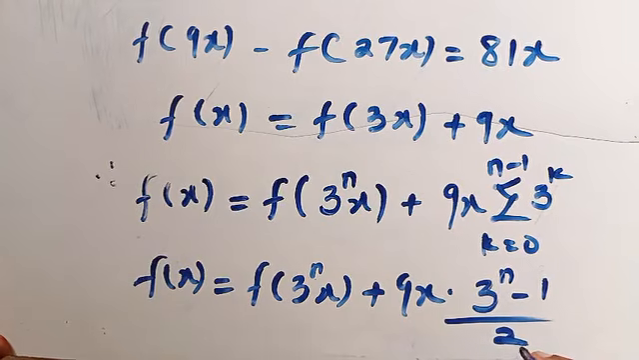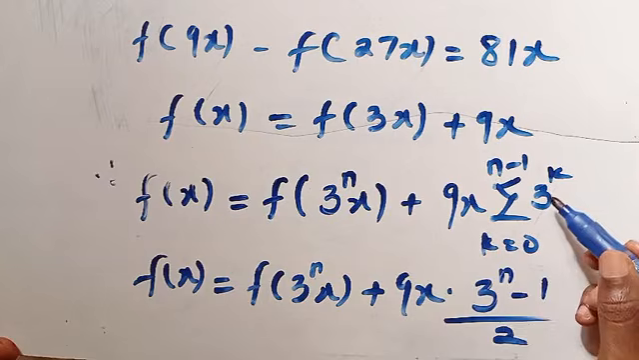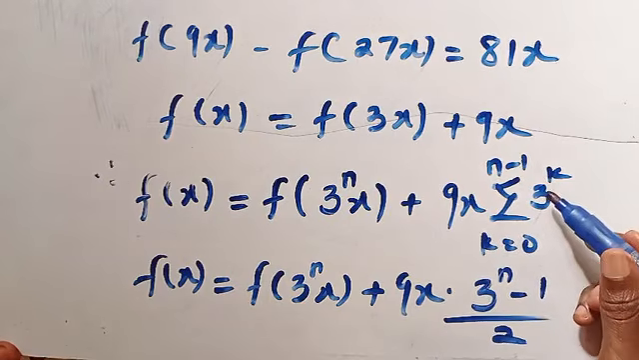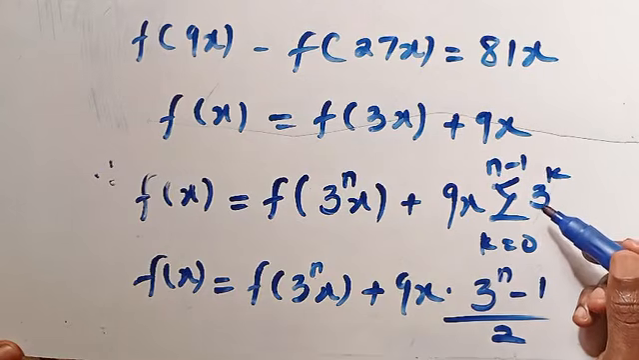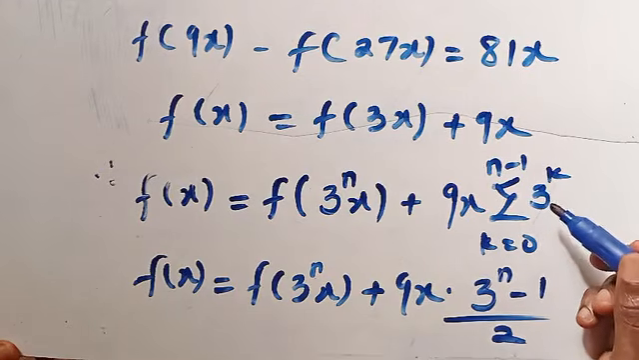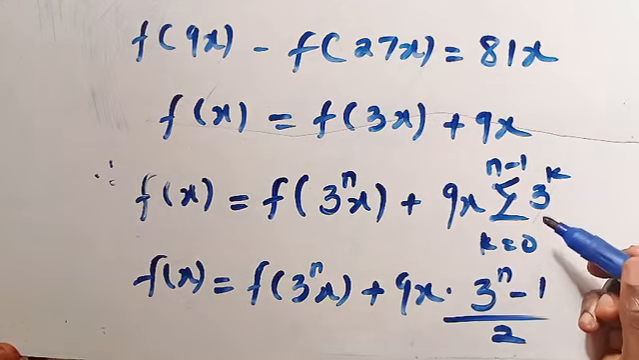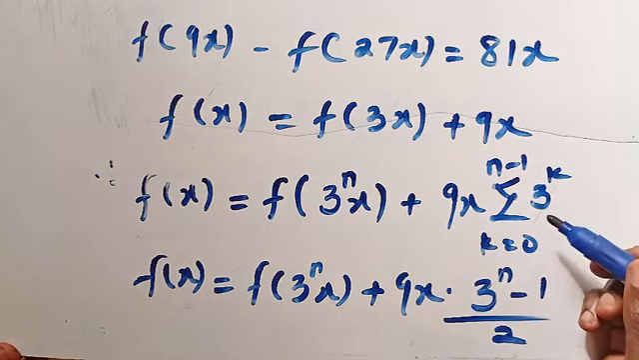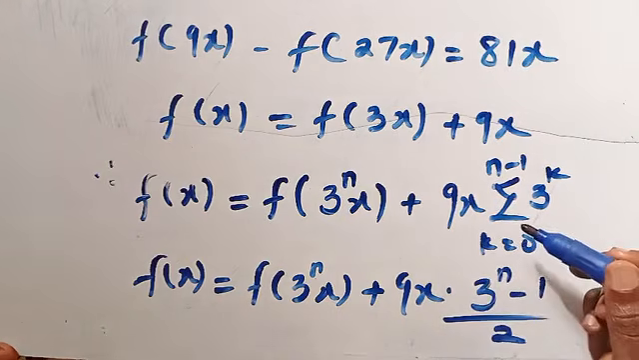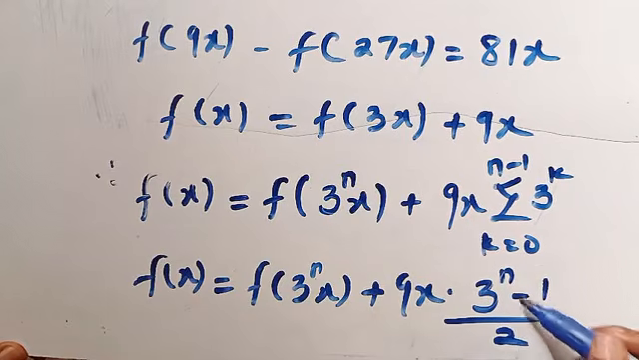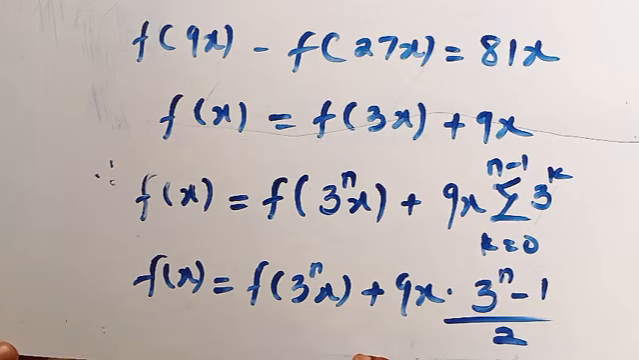And how do we get it? It's very simple. When we keep substituting the values of k here, if k equals 0, we are going to have 1. If k equals 1, we are going to have 3, then the next one will be 9, the next one 27. So 1 plus 3 plus 9 plus 27 plus 81. When it keeps going like that, it is a geometric progression. When we sum it together, we are going to have this term, which is 3 power n minus 1 divided by 2. Just as simple as that.